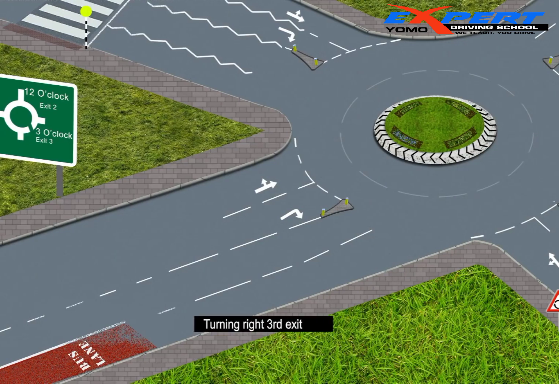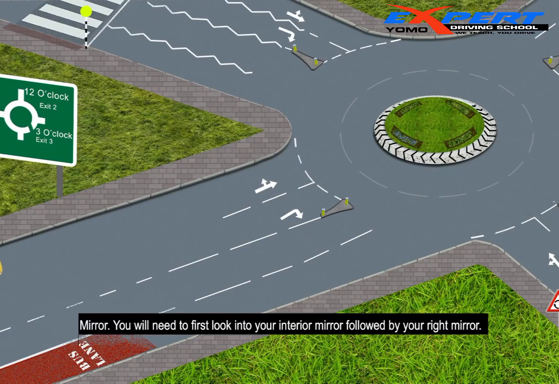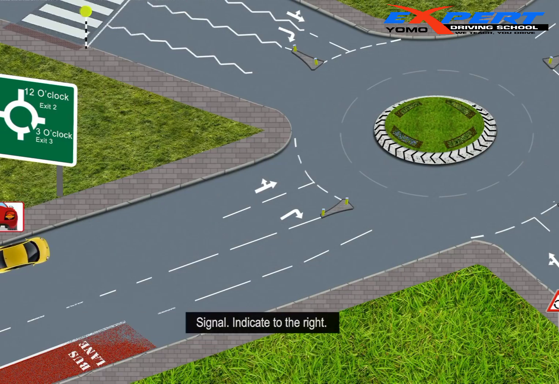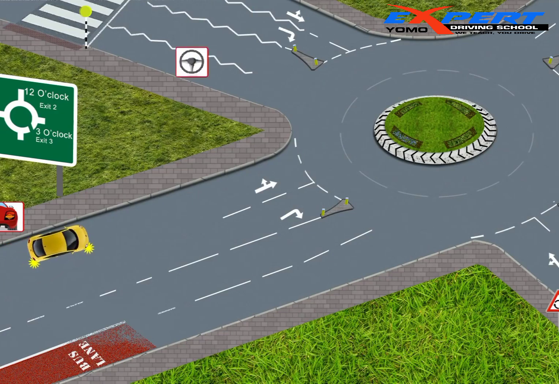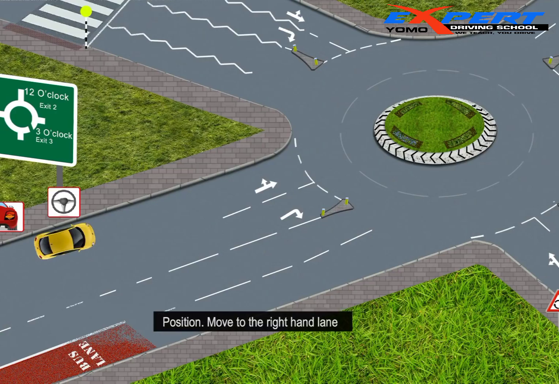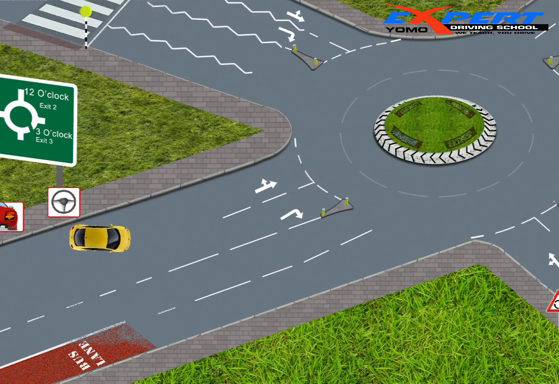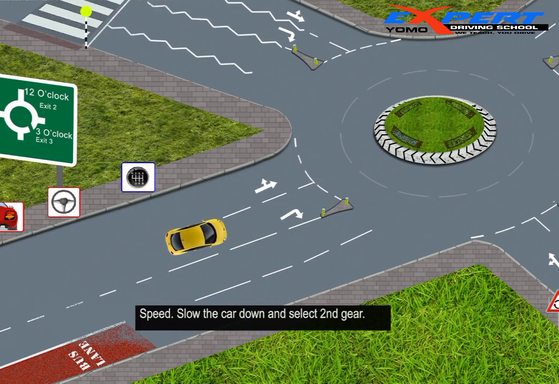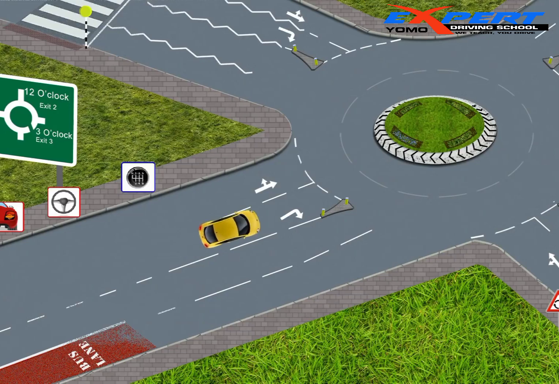Turning right, third exit. Mirror. You will need to first look into your interior mirror, followed by your right mirror. Signal. Indicate to the right. Position. Move to the right-hand lane. Speed. Slow down, and select second gear.